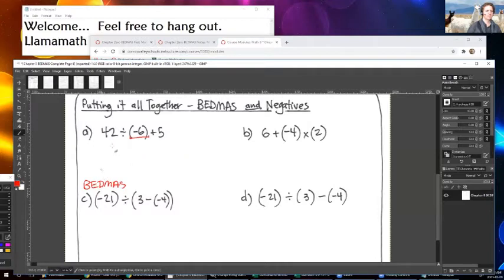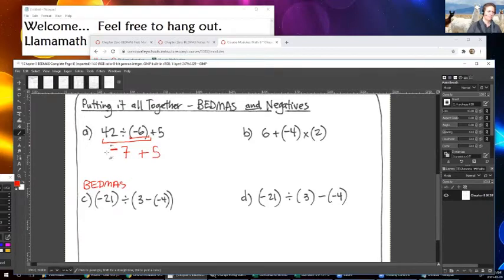So in BEDMAS, I'm looking for brackets, but there's nothing to do in here, so I can skip that. There's no exponents. There is a division. So 42 divided by -6. Let's think about this. We have one negative, so the answer could be negative. Now we can go through 42 divided by 6, and in your calculator even if you want. You're going to come up with -7 plus 5.